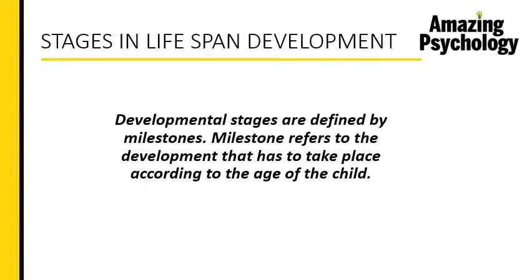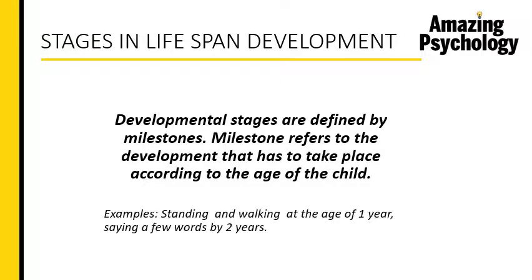So when you study a broad population of children, you will see that certain developments such as walking or talking happen within a specific age period. Making sure that the child acquires that skill within that specific age period is what a milestone is. Examples, as I said, are standing and walking at the age of 1 year, saying a few words by the age of 2 years.